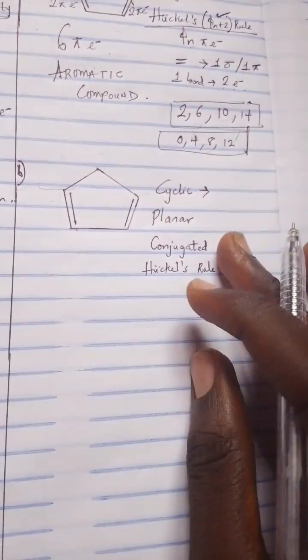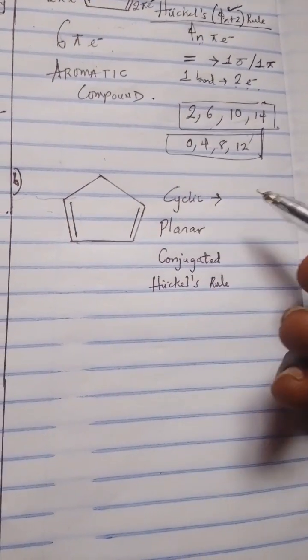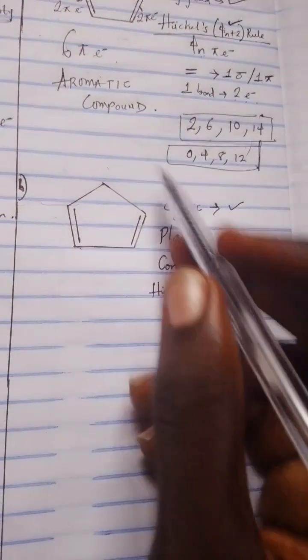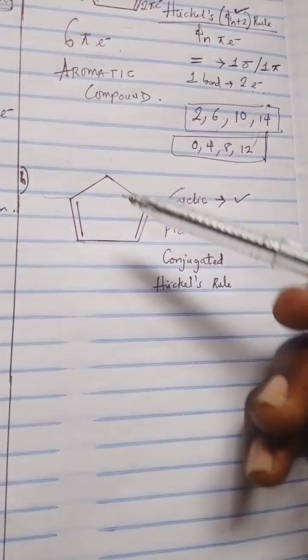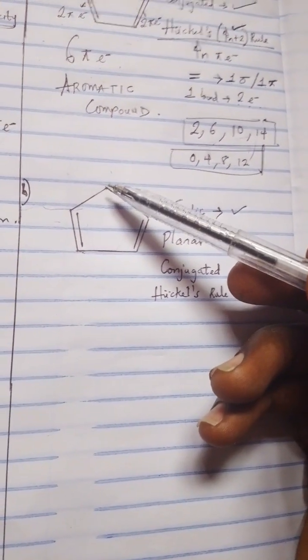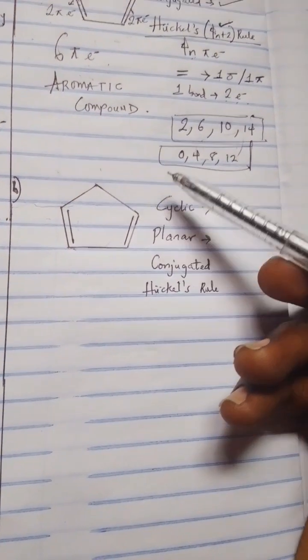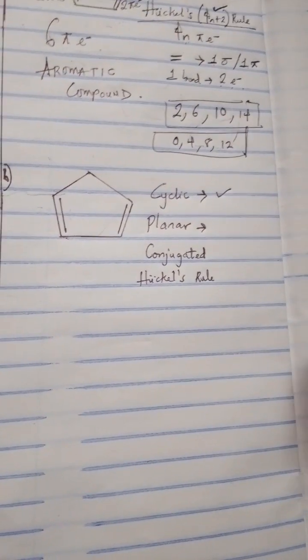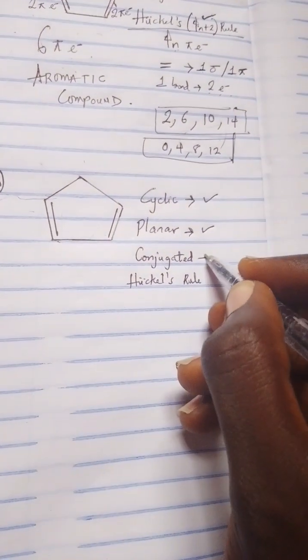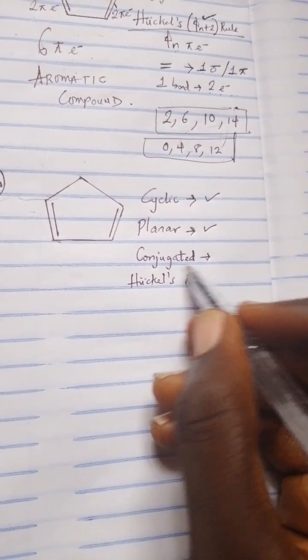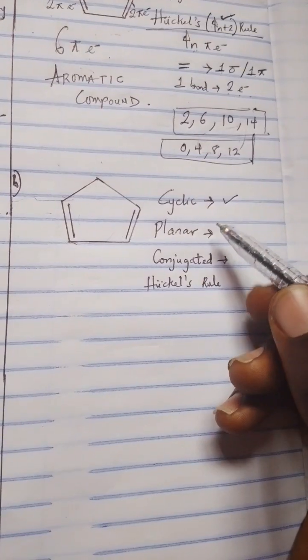Now let's see. Is it cyclic? Yes, it is cyclic because this is a ring structure. Is it planar? If you check it very well, we can count the number of carbon atoms: 1, 2, 3, 4, 5. It is within 3 to 7, so it is also planar. Now that's good. Now, is it conjugated? That's where there will be a problem.